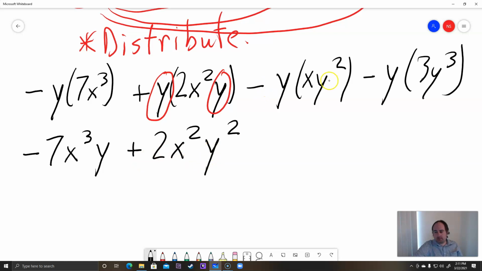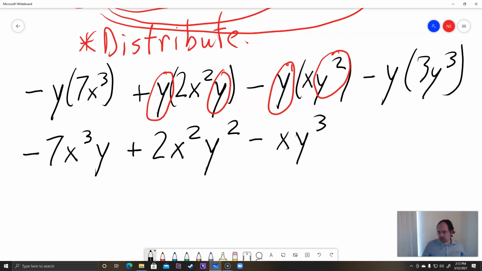Okay, for the third term, here we have, once again, a y, and then we also have a y squared. So that's the same as y to the 1 times y squared. So that's going to be y to the 1 plus 2, which is y to the 3, or y cubed. So we're actually going to have minus x y cubed. All I did there was add the exponents of the y's because they were the same variable. So I did y to the 1 plus 2, which is y to the 3.